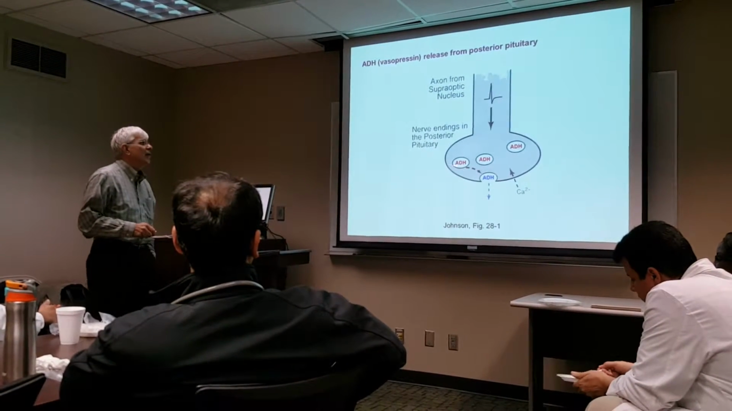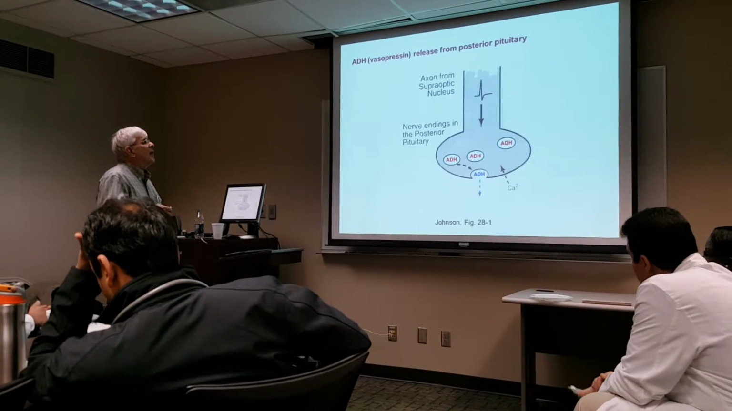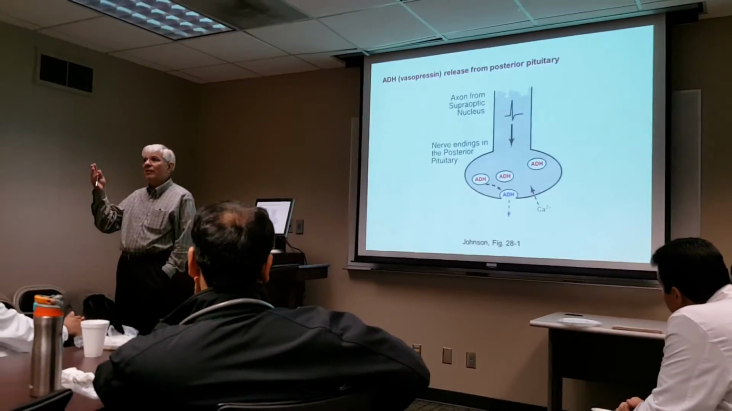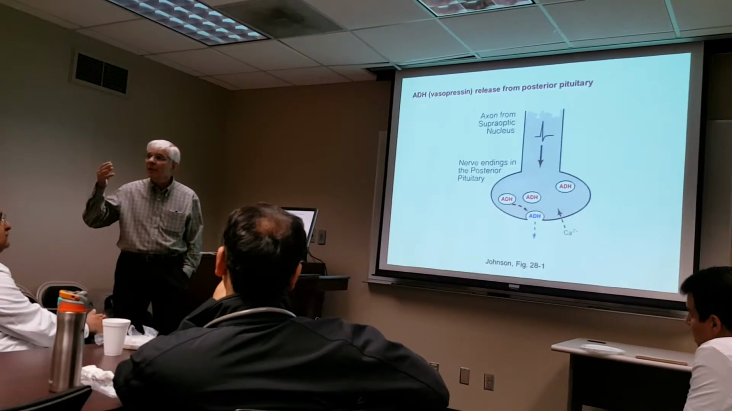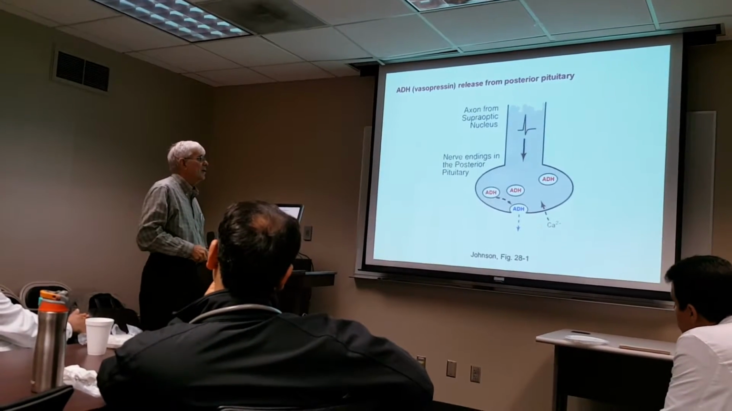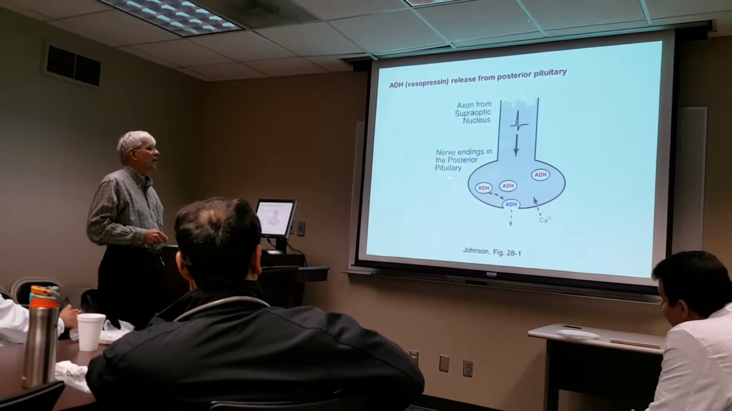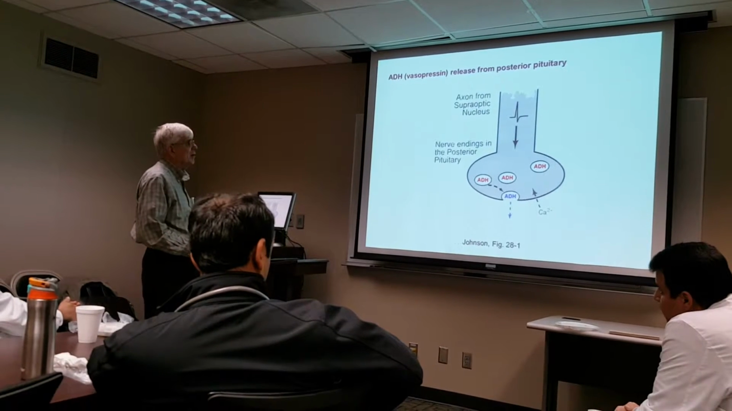Vasopressin is released from nerve endings in the posterior pituitary, but the ADH is synthesized in two regions of the hypothalamus, primarily the supraoptic and the paraventricular nucleus, but it's stored in the nerve endings in the posterior pituitary, just brought down here by axoplasmic streaming.